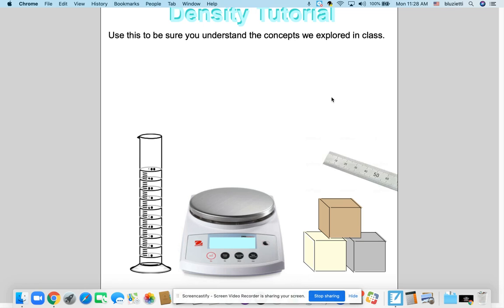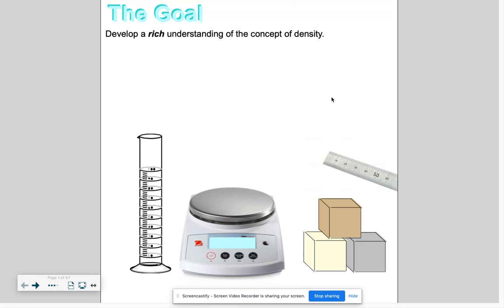Hi, kids. This tutorial is meant to help you gain a rich understanding of the concept of density. So there's our goal. At the end of the day, I want you to walk out of here with a real deep sense of what density is and how to calculate it. We have three objectives in order to achieve that goal.